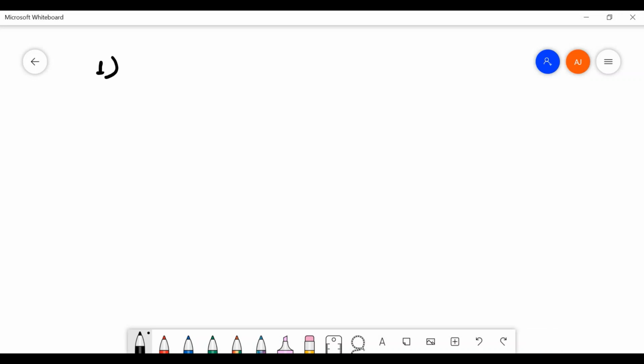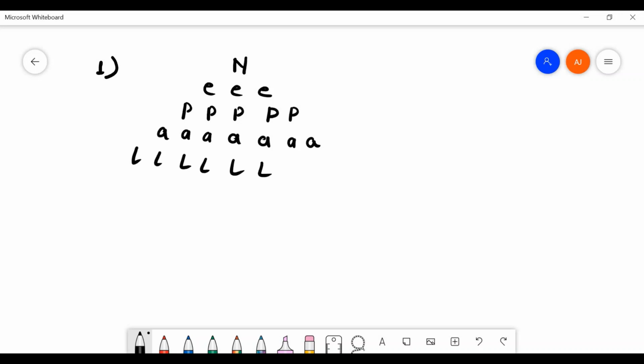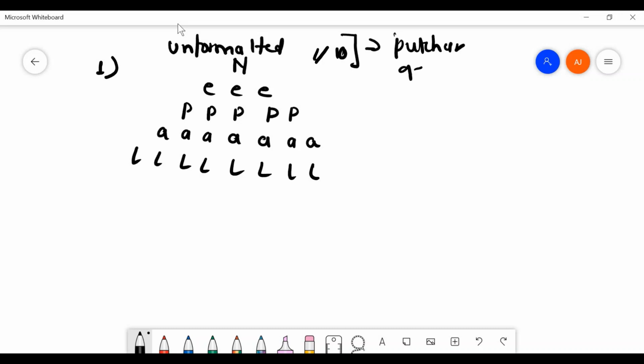Okay, so they have asked like N, E, P, A, L. Okay, so you can see that, and the question is, write a program in C to generate the following pattern using unformatted input and output. So what does it mean by unformatted input output? It means that you cannot use formatted input output, that is scanf and printf. You cannot use scanf and printf in this program. You have to use putchar, getchar, this type of syntax or functions you have to use.